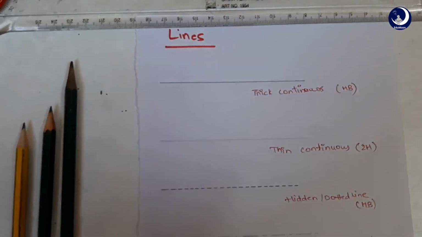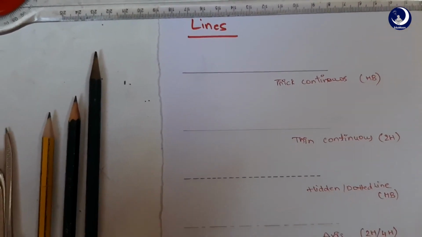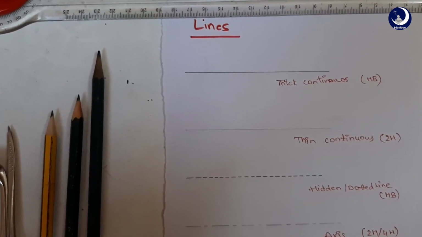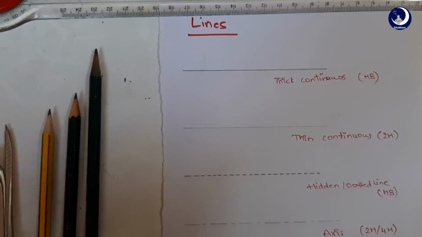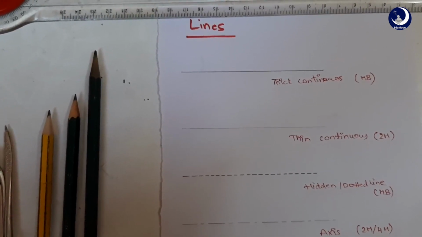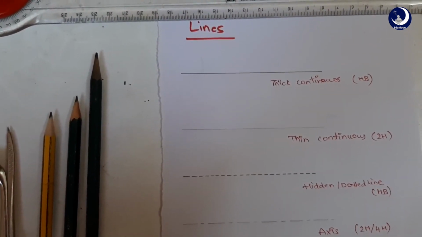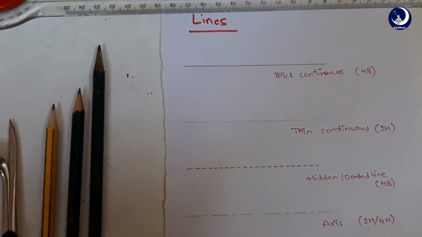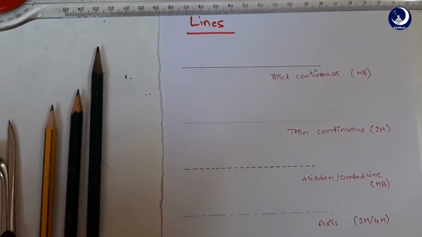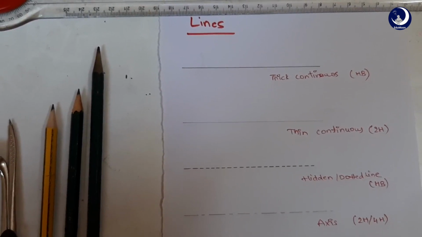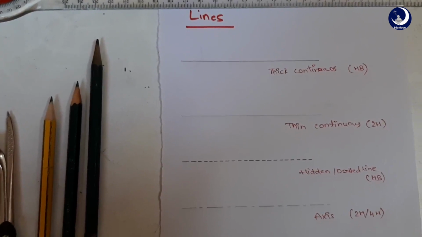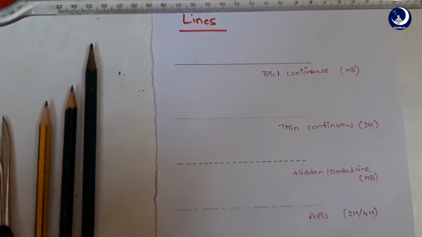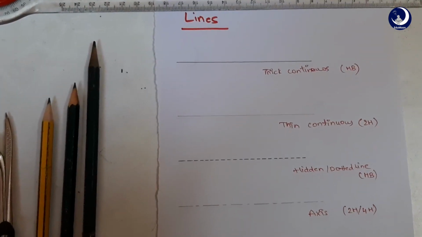The first one is thick continuous. This is drawn using the HB pencil. As the name suggests, it is thick continuously. Then we have thin continuous. As the name suggests again, it is thin continuously and it is drawn using the 2H pencil, that is the medium pencil. Then we have the hidden or the dotted line, which is again represented using the HB pencil, the dark pencil. This line is used for representing the hidden edges of a solid that is not visible in any view.